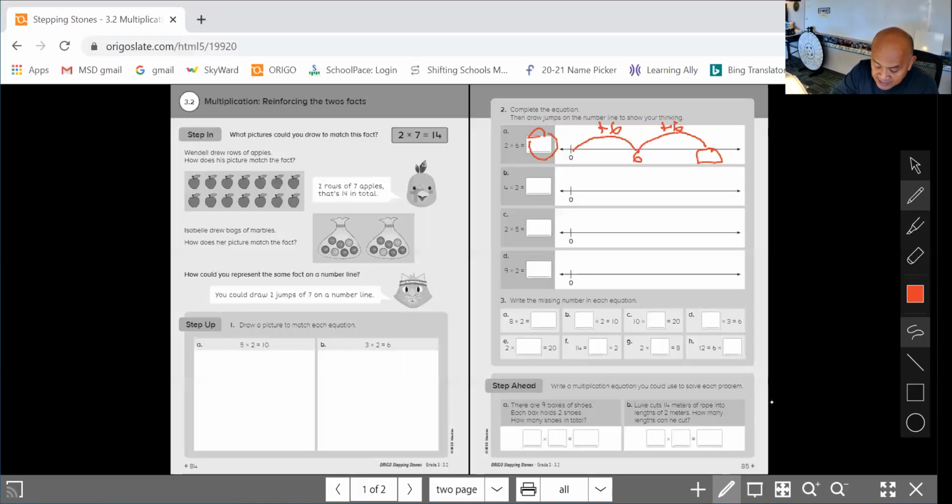Now, sometimes the blank is the answer. Okay, like on A, 8 times 2, you got to figure that out. But sometimes the blank is one of the factors. So what times 2 equals 10? Okay, so you got to skip count by 2s until you get to 10. How many fingers are you holding up?